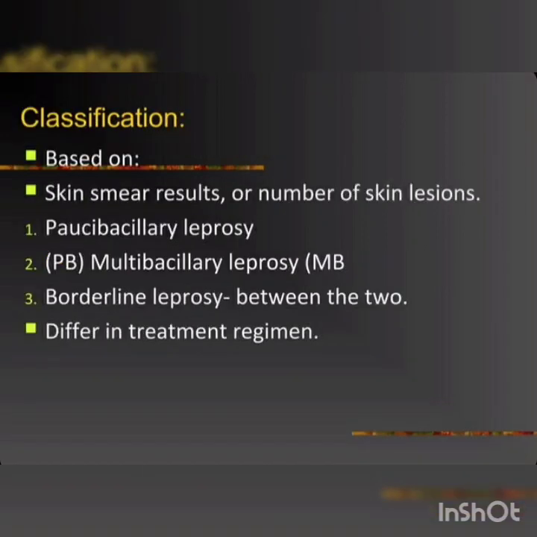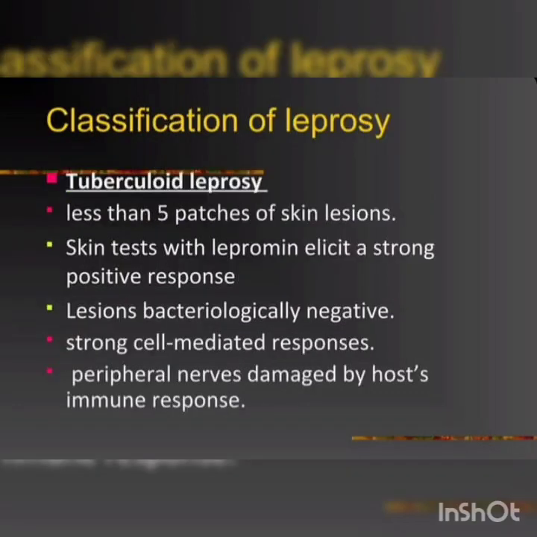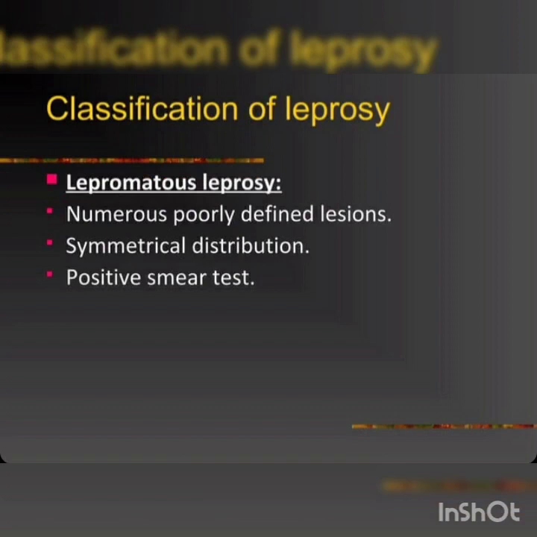Classification is based on skin smears: paucibacillary, multibacillary, and borderline leprosy, with mixed varieties in between. First, tuberculoid leprosy: fewer than 5 patches, with a strong reaction to the skin test with lepromin. Lesions are negative for bacteria with a strong cell-mediated response. Peripheral nerves are damaged. Lepromatous leprosy: numerous lesions, more than 5, symmetrical, and the smear test will be positive.